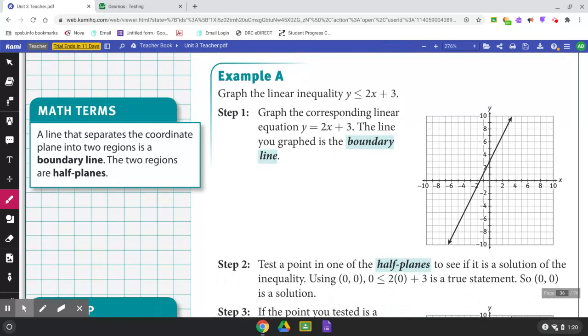Okay, so a boundary line. A boundary line is a line that separates a coordinate plane into two regions, and those two regions are what we refer to as half planes.